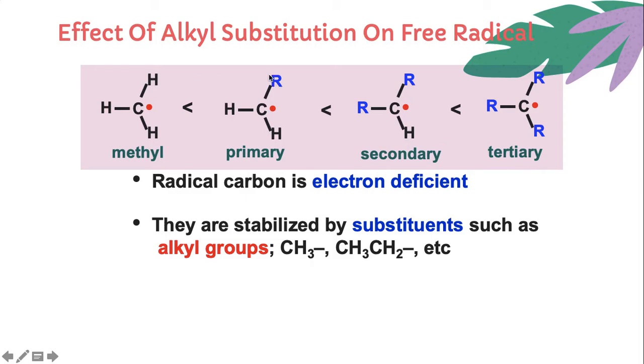Carbon will have another 3 single bonds here, so it's holding more electron. This radical carbon is attached to a carbon that has more electron. It is electron deficient, so it likes more electron to attach to it. This hydrogen has only one electron, and that one electron is shared. But this carbon shares one electron and holds another 3 single bonds. So this free radical is stabilized by this carbon because it holds more electron. That's why they are stabilized by substituents.